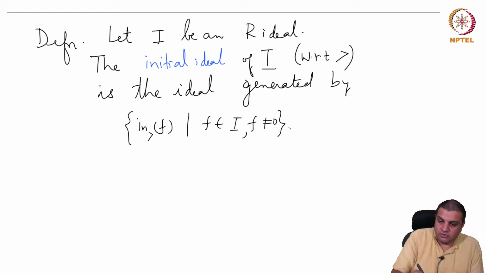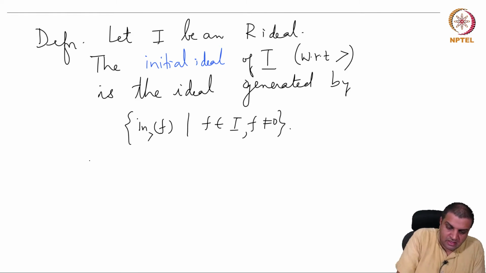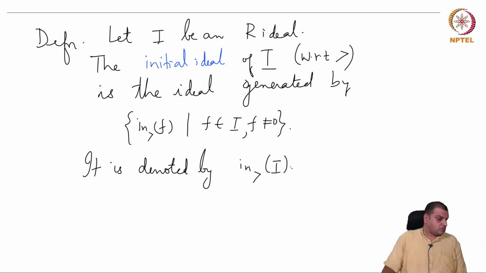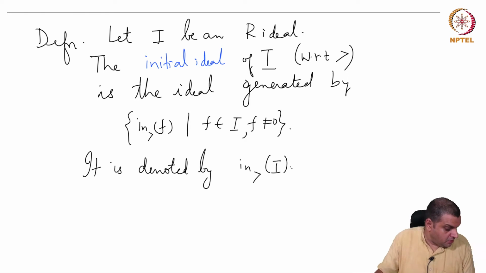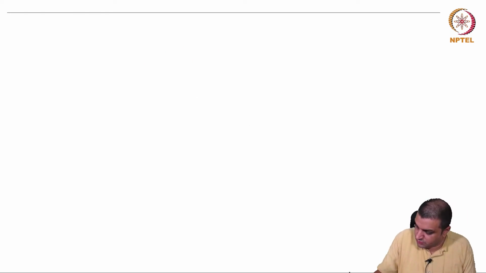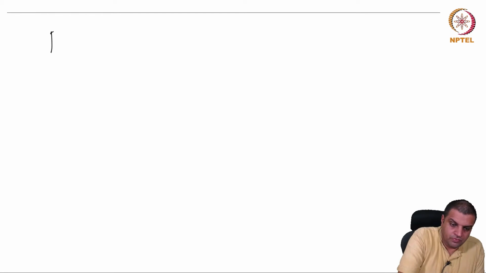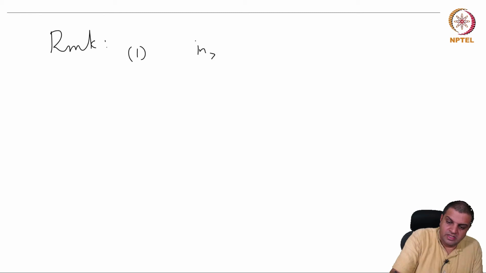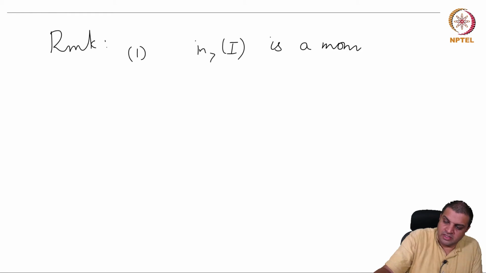Okay, so this set itself is just a set of monomials. It's not an ideal. So we look at the ideal in R generated by this set, and it is denoted by in(I). And a few remarks. One, the initial ideal of an ideal is a monomial ideal because it is generated by the initial terms.